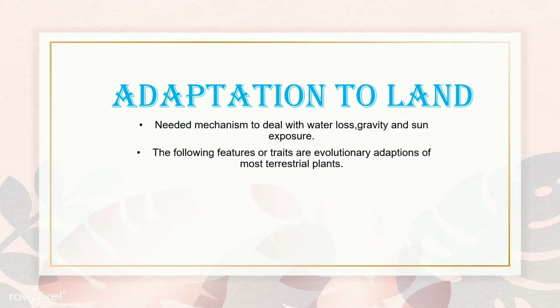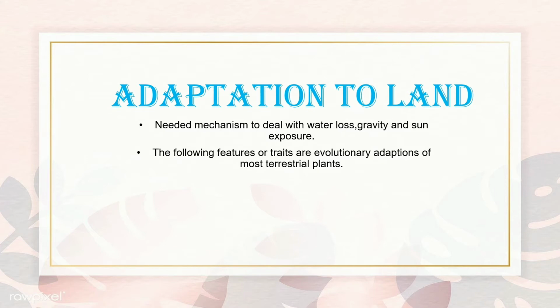What is adaptation to land? Basically, algae are weightless, surrounded by water, and protected from the sun. However, all that will change when it moves from water to land. Plants that move from water to land need mechanisms to deal with water loss, gravity, and sun exposure. So next, I will mention the features that are evolutionary adaptations of most terrestrial plants.